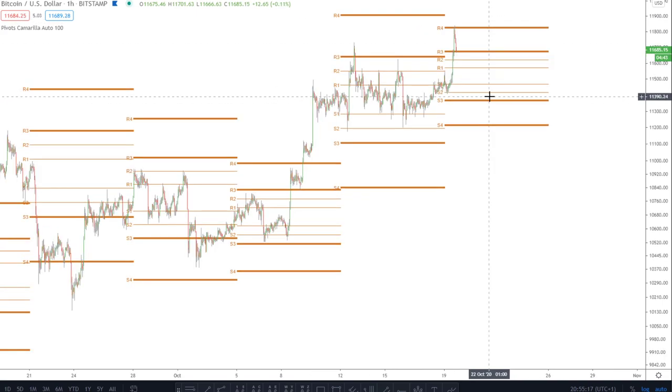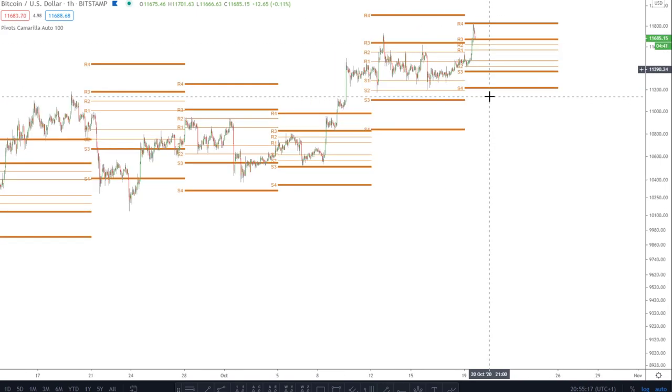All right. So these are all the key things that I'm looking out for in Bitcoin and across the stock markets right now. So I hope that's been of use. I think that pretty much sums up everything I wanted to say.